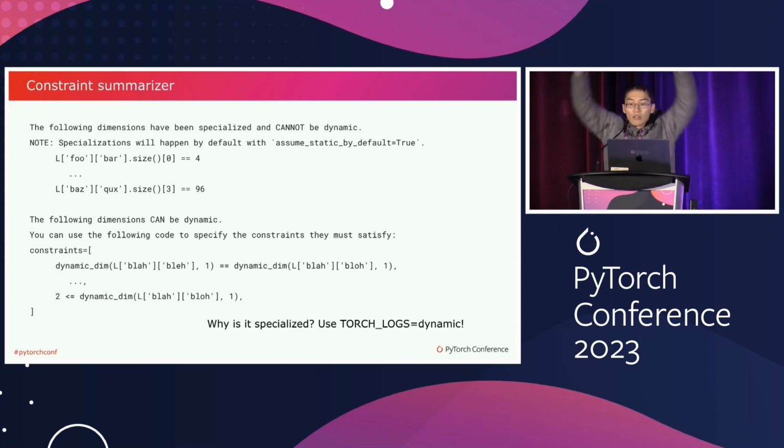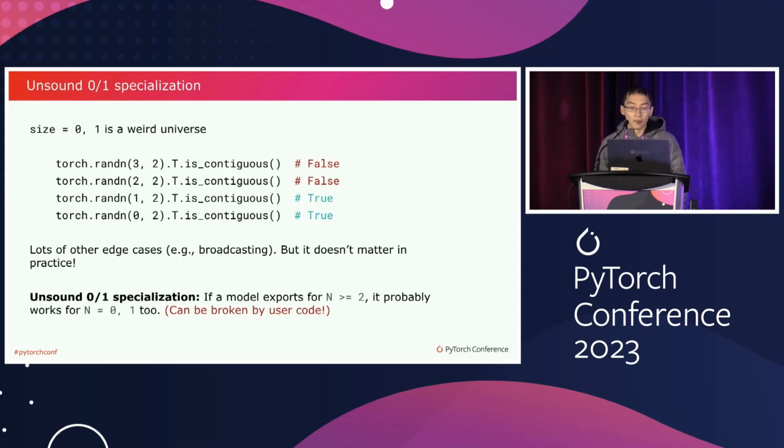Export will tell you, here are all the dimensions you can make dynamic, and will also tell you, here are the dimensions that are dynamic, but they have some extra constraints, like equality constraints or min-max constraints. To find out where each of the constraints came from, use the logging system I told you about earlier. Just run it while you're exporting your model.